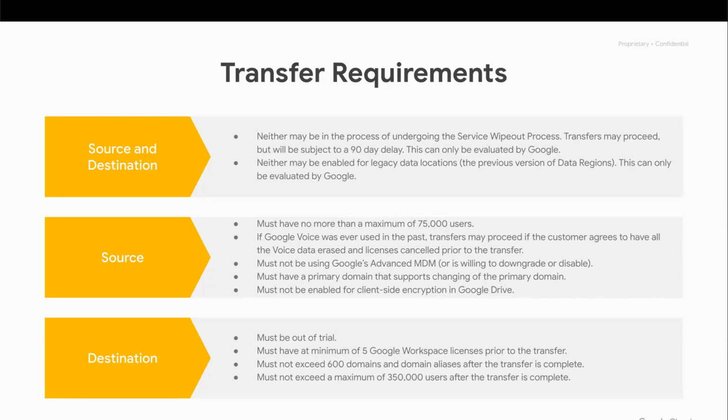The big one, really the only blockers we have, are these hard limits around maximum users and the 600 domain and domain aliases. That's a Workspace limit. And the new one is with the recently launched client-side encryption. If the source has ever turned that on, it is ineligible for the transfer since it is unsupported, and that would be a not fantastic scenario. That's good to know. Make sure I don't play around with it.